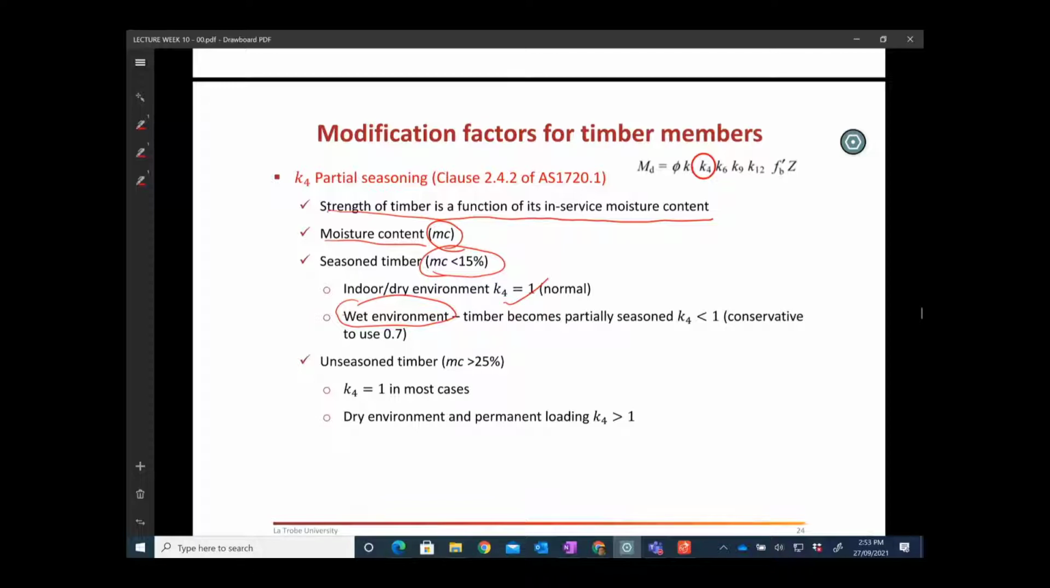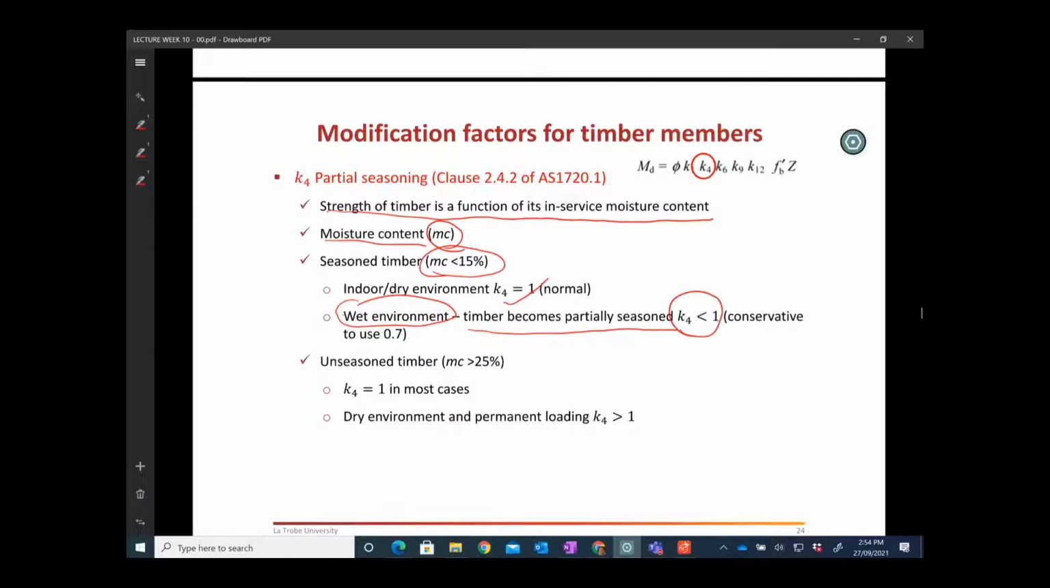And the timber beam also dries out over the period of summer. Then the timber will become partially seasoned, and you take the K4 less than 1. So that's what they say: if you have lots of water in the timber beam, no good. The standard doesn't like you putting the timber beam in the water, right?